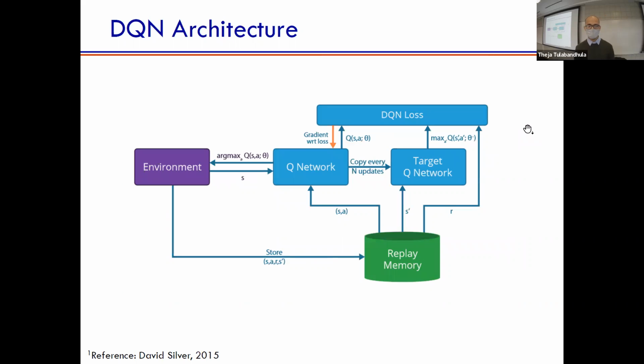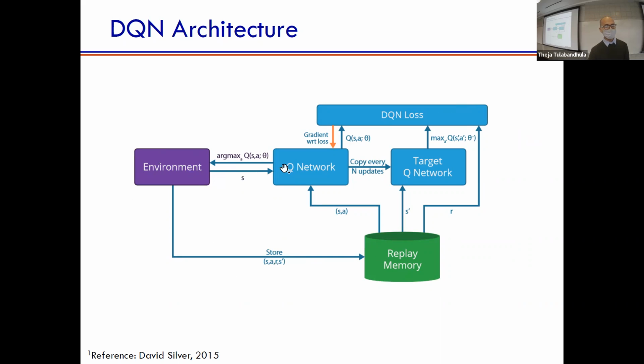So again, instead of looking at the equation, let's look at the block diagram view. What's happening is the one in purple is the environment. The API is still the same. You get a state, and given that state, you want to figure out what action to take. You get a state as well as a reward, but the reward is being stored into replay memory. So state, action, reward, and next state are being stored in replay memory.